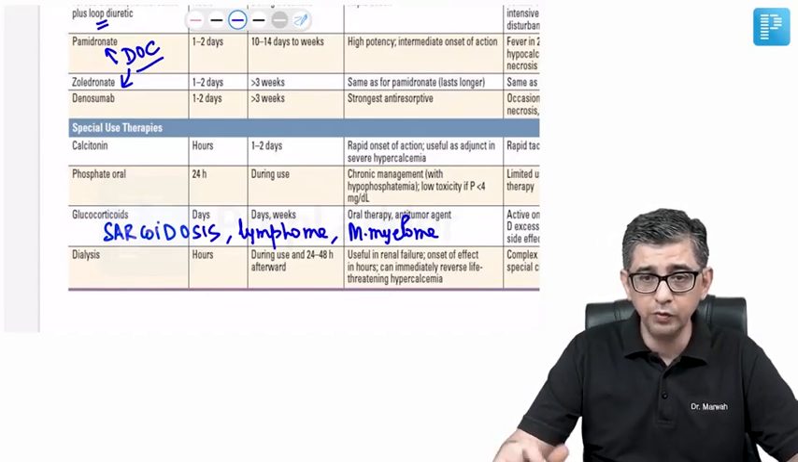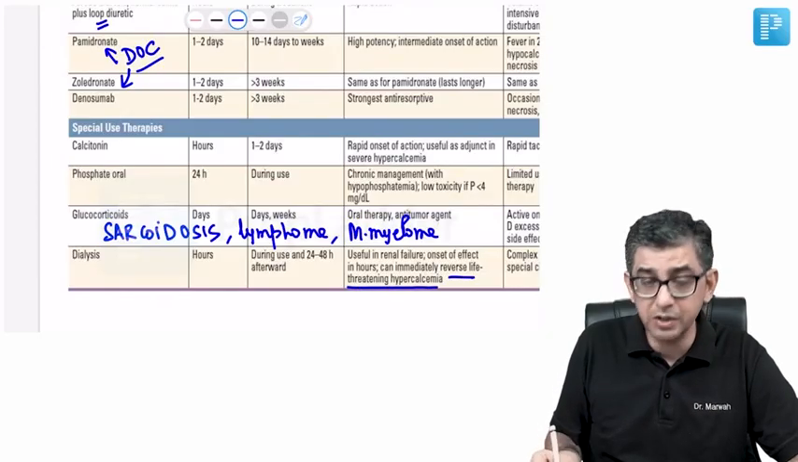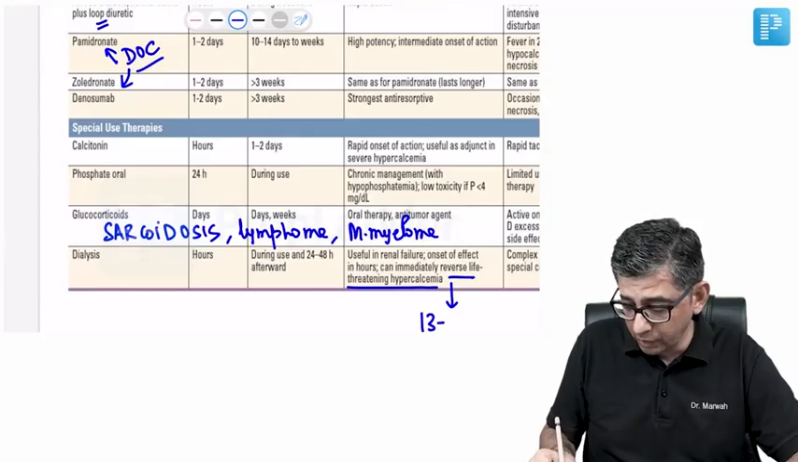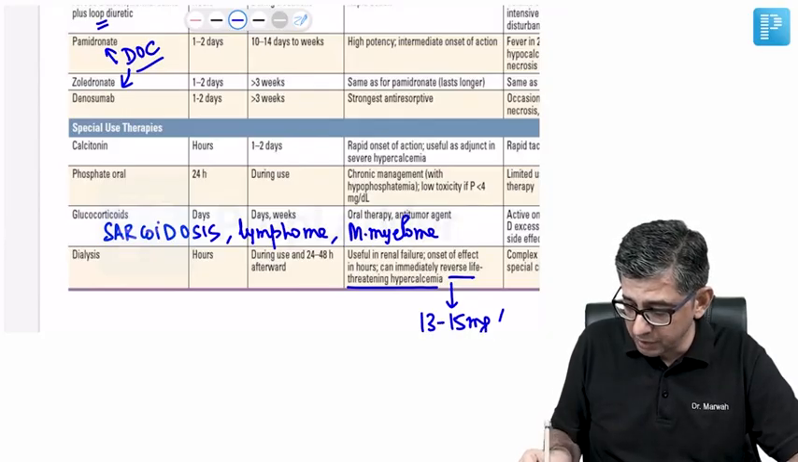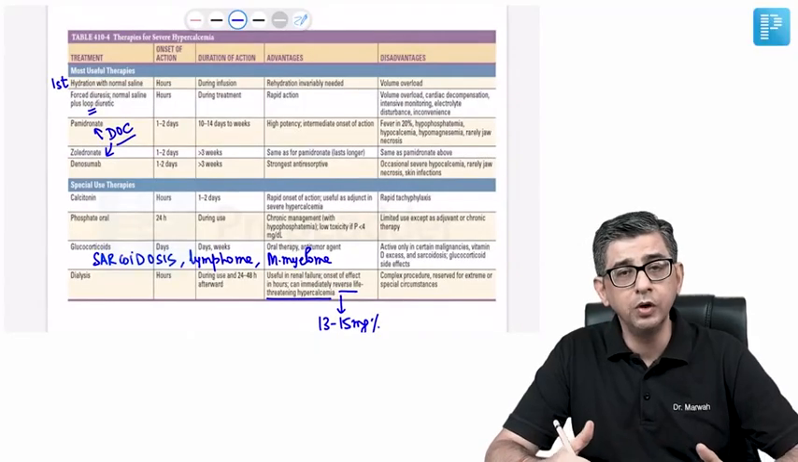Hemodialysis, he says, is useful in renal failure and can reverse life-threatening hypercalcemia. But life-threatening is only when the values are in the range of 13 to 15 milligram percent, which was not the case. Now, I got two versions of the same MCQ.